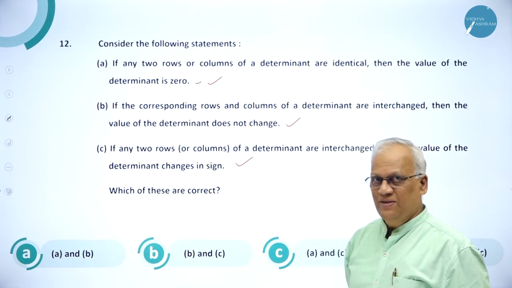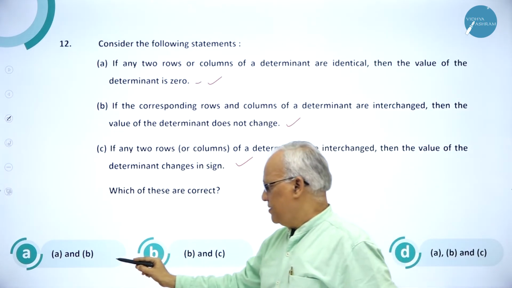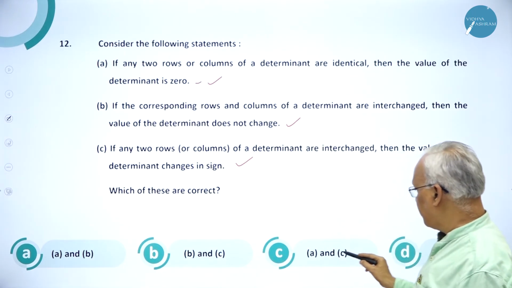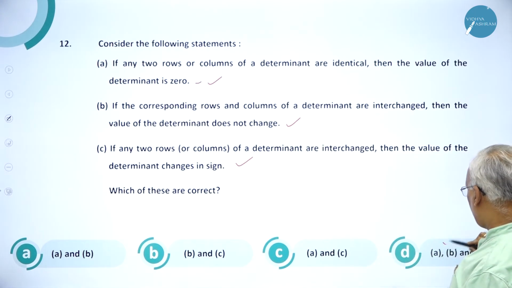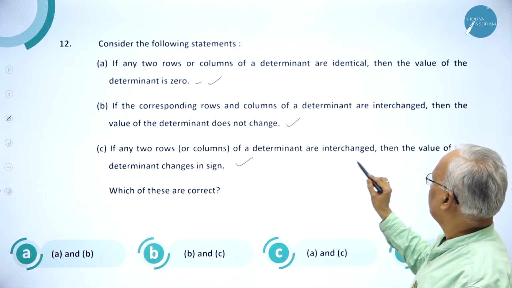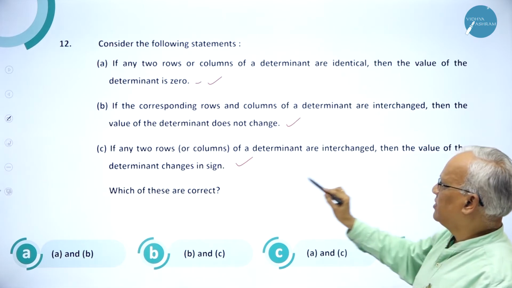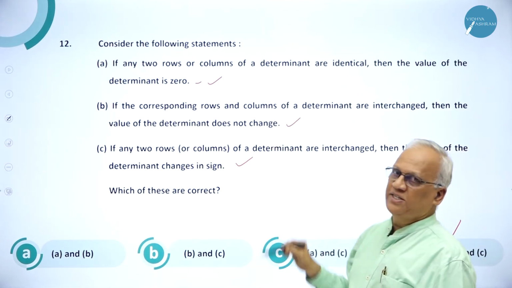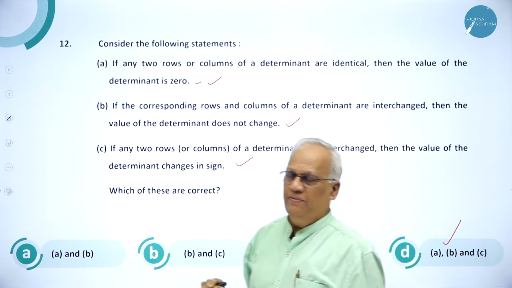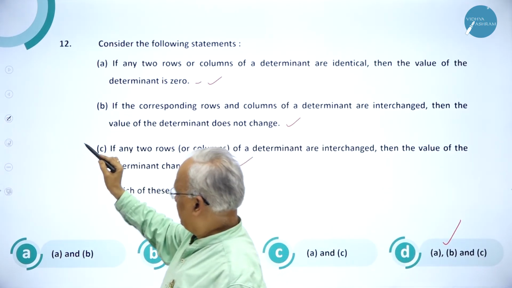Then which of these are correct? See, A and B, that is wrong. C is also correct. B and C, A and C, and A, B and C. So all the three statements are correct. Therefore A, B, C are correct. So the answer is D there.